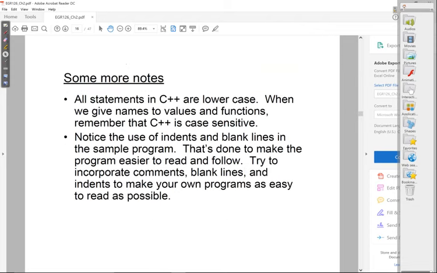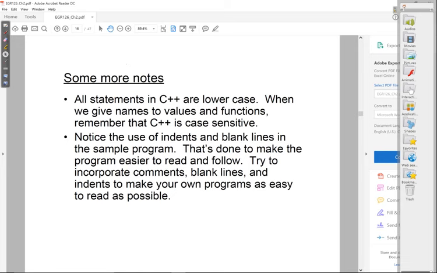All right, so a few more quick notes, okay? The first one is important. All commands in C++ are in lowercase, okay? And C++ is case sensitive. So if you try to write one of the commands in uppercase, right, you are going to get an error message, okay? That's a syntax error. That's a spelling error, okay?